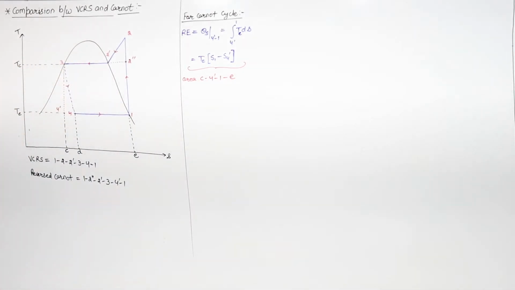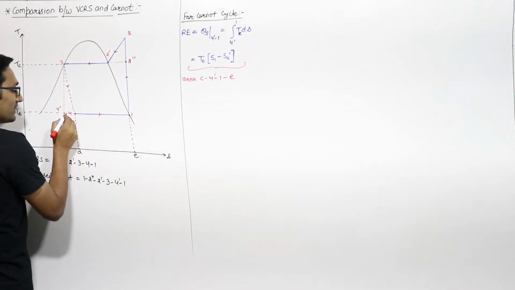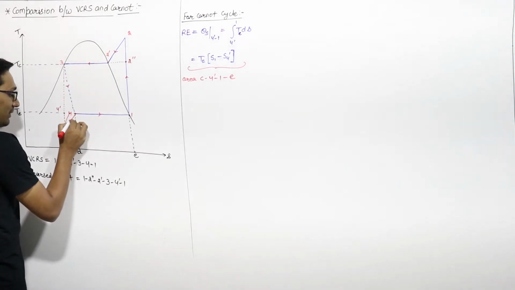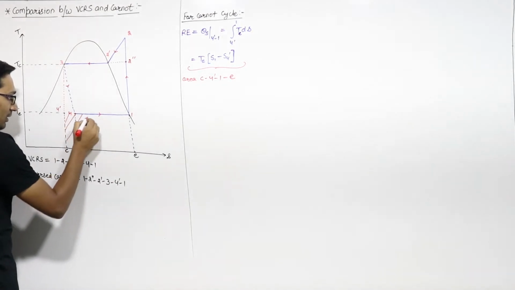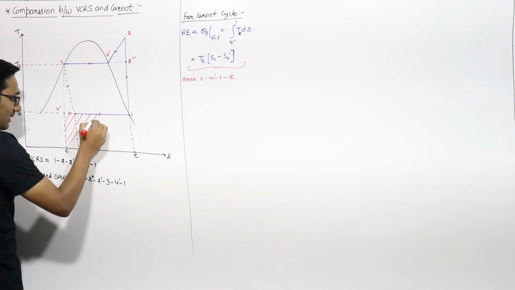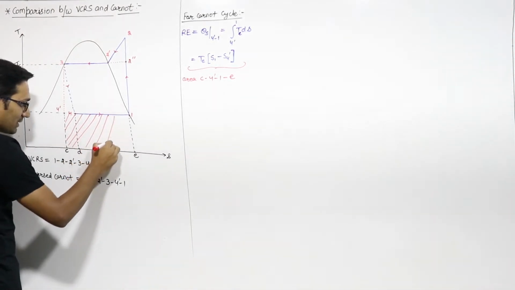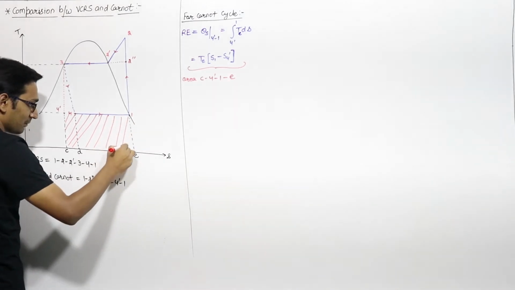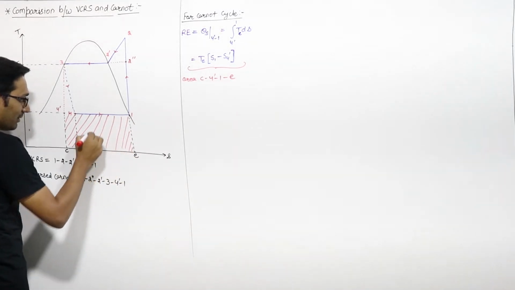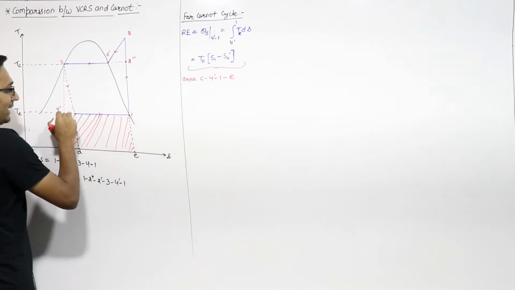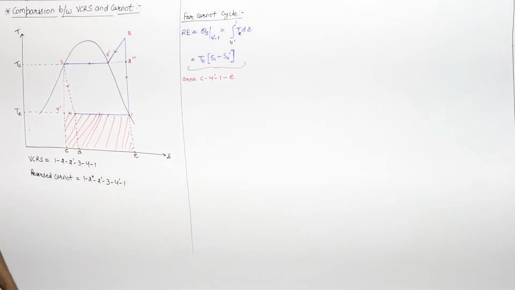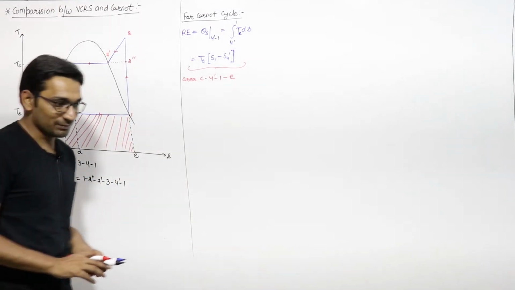This area is the refrigeration effect. If I show this area with the hatched portion from the red marker, this complete area, these red marker lines, this area is the refrigeration effect of the Carnot cycle.